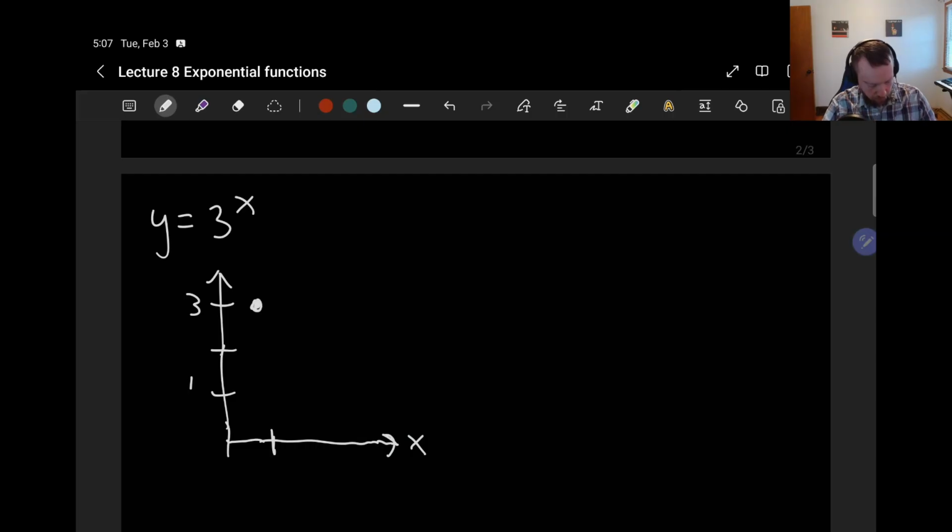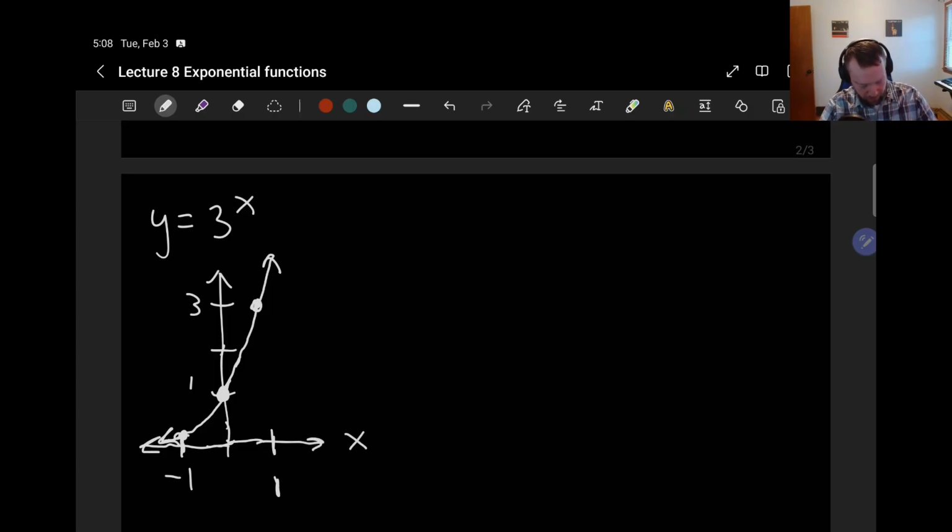Okay, so when you plug in x equals 1, you get a height of 3. When you plug in 0, you get 1. And then at -1, we get a height of 1/3. Notice that this is growing faster than the first graph we looked at, 2 to the x. And that's normal when you have a bigger base. That's taking up maybe a little too much space.